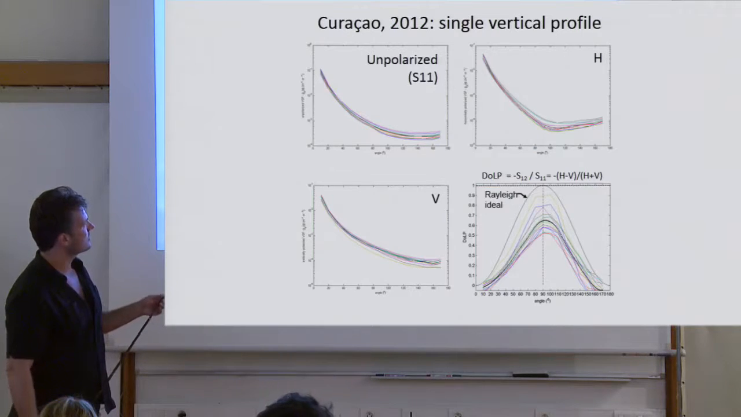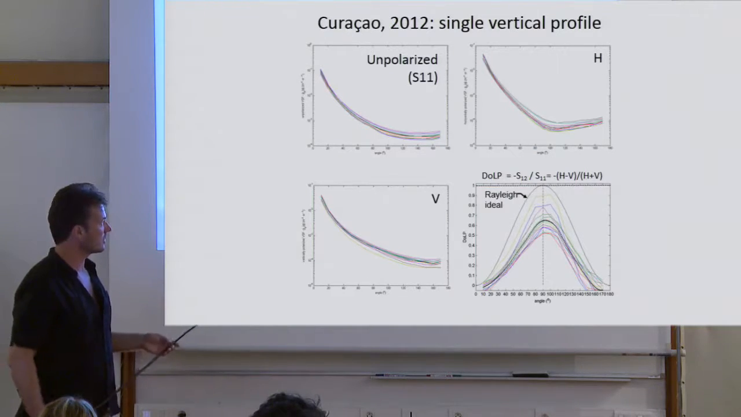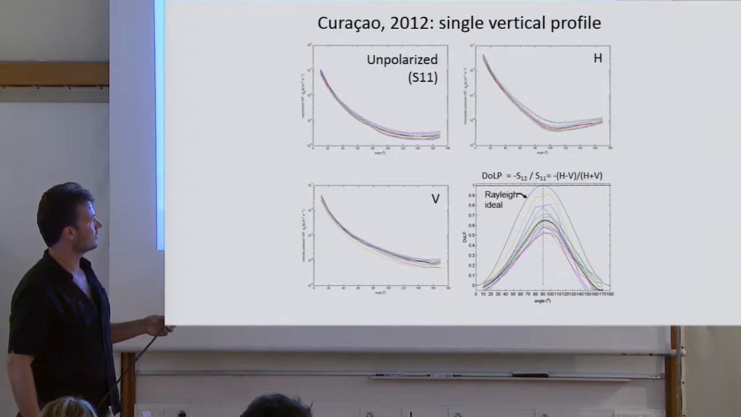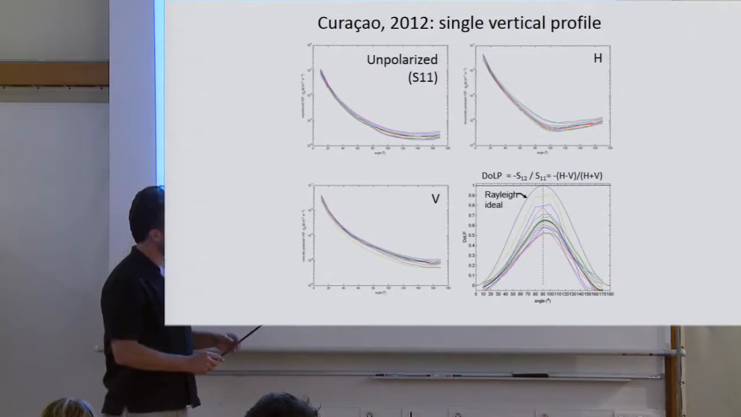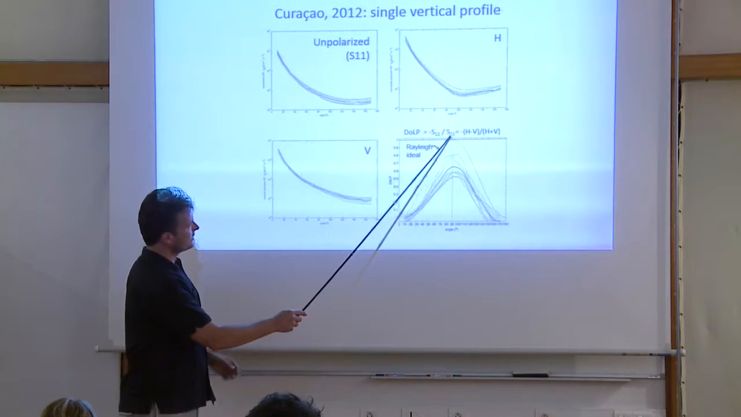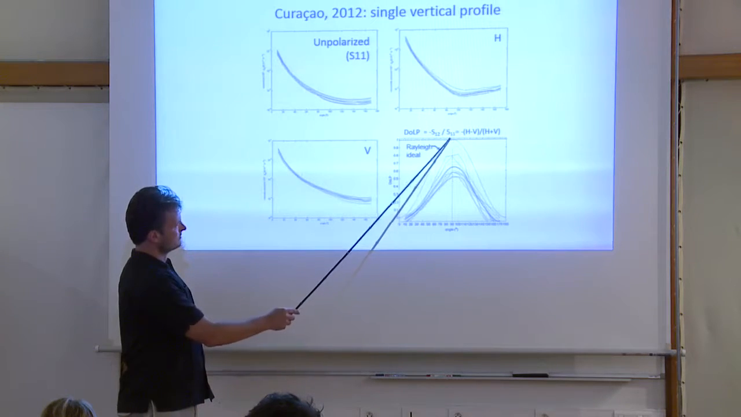And so here are some of the measurements. I showed you some before from Sergeant Barber Channel. These are from Curacao in 2012. And here's the Rayleigh ideal again. So it's fully depolarized at 90 degrees.